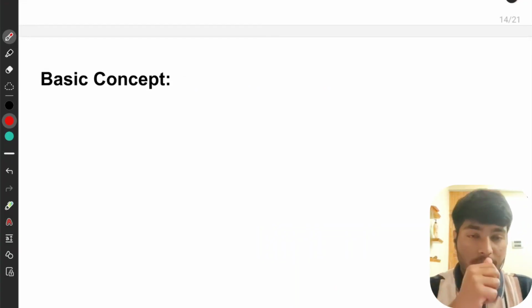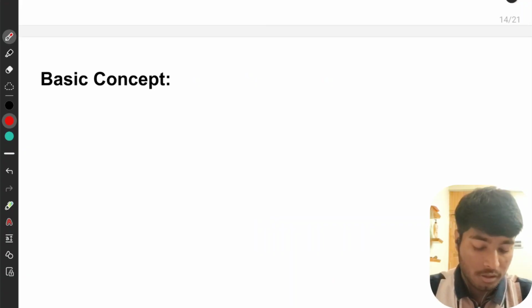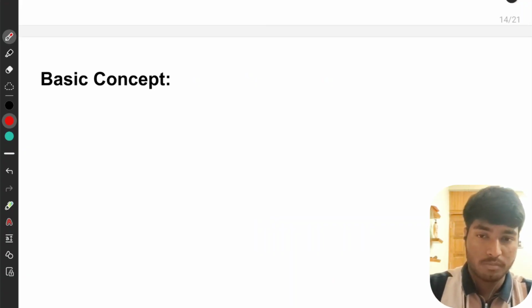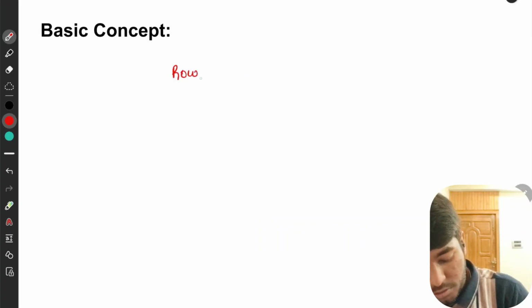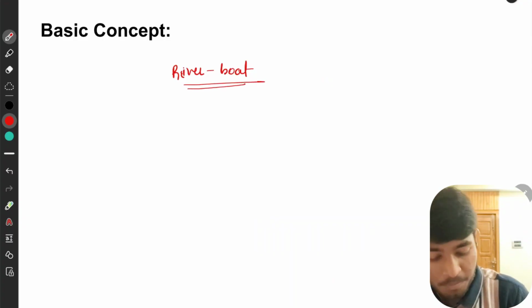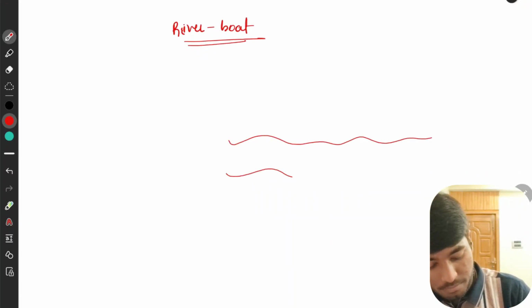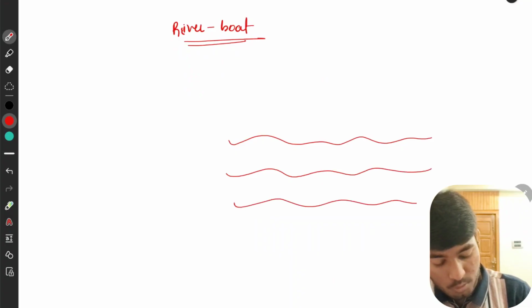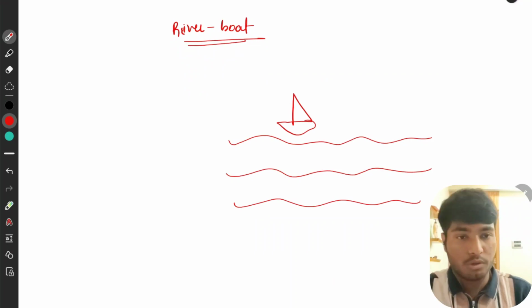Okay, the same relative velocity concept can be applied in the topic of upstream and downstream. Let me give you an example. This question is known as the river boat question. What is a river boat question? Let us say that there is a river. This is a river. Let us say that this is a boat.